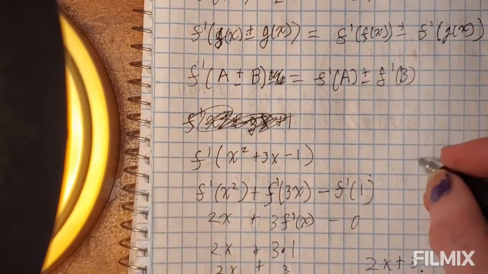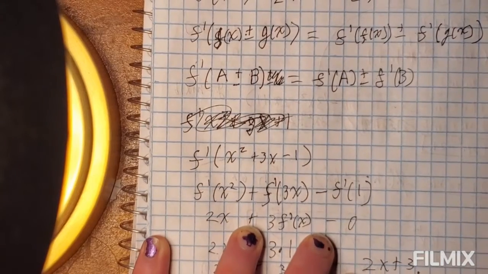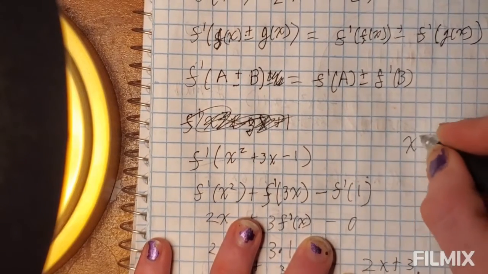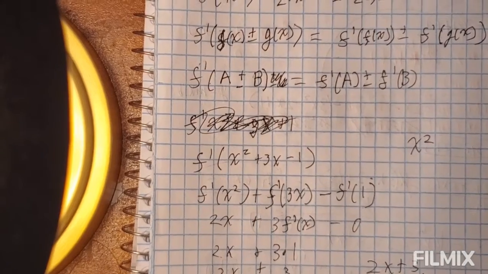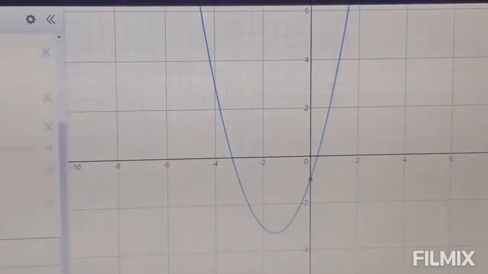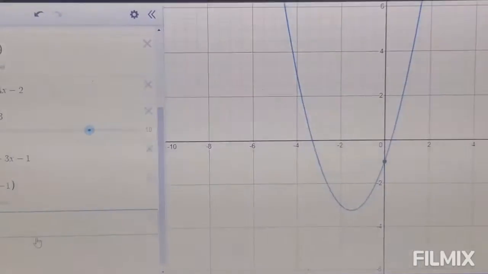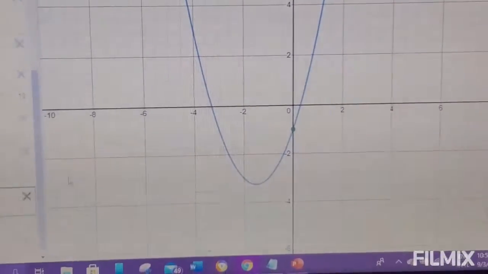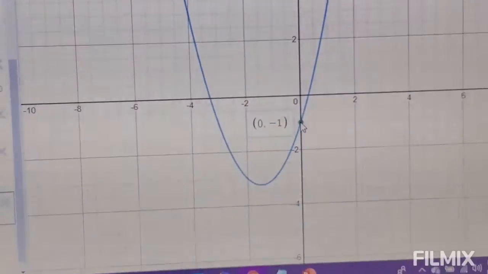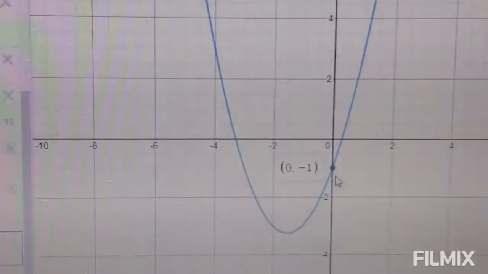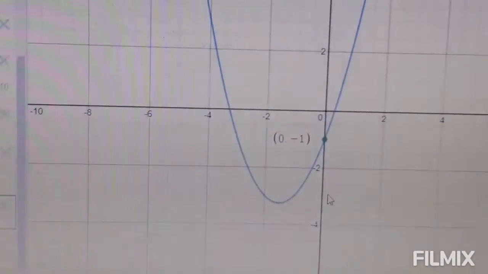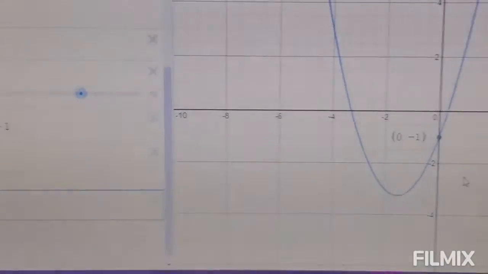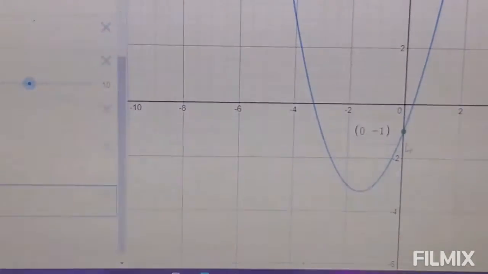And that can be used to find the slope of the tangent line at any point on the graph. I'm going to pause it and graph it for you so you can see that it works and it's correct. Here's the graph of our function, and I picked a point for convenience: the y-intercept, which is x equals 0, y equals -1. I'm going to plug it into our formula to get m, the slope of our tangent line at that point.